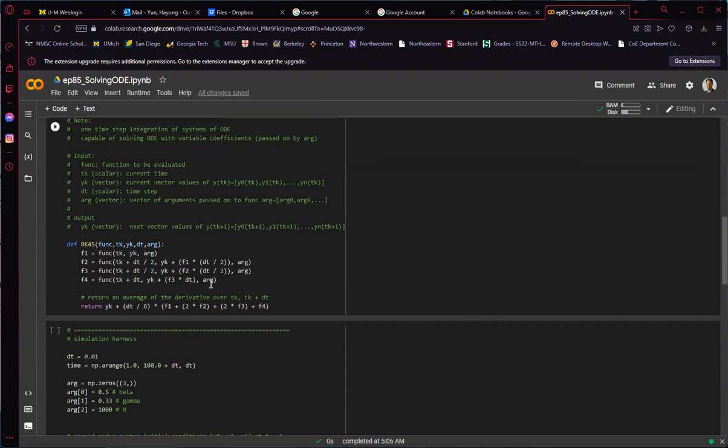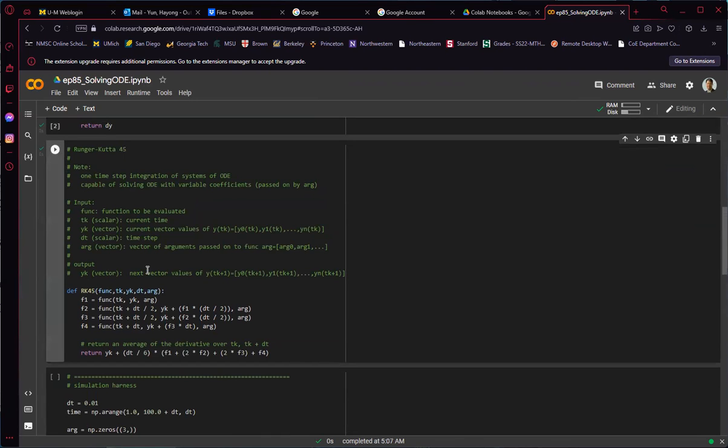F3 times dt, and then the arguments. Okay. And then return the average of these. Remember, the 1/6 of the time step of F1, F2 twice, F3 twice, and then F4 will be returned. So that is one time step of using the Runge-Kutta method, just like we saw in the PowerPoint slide.